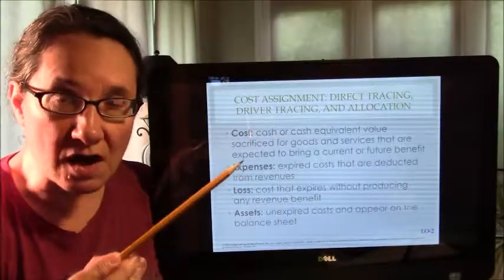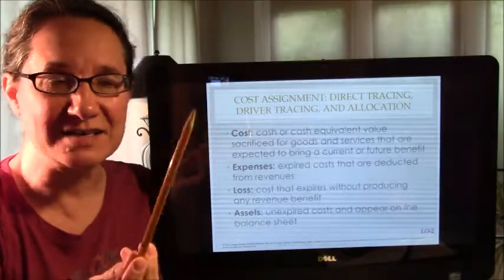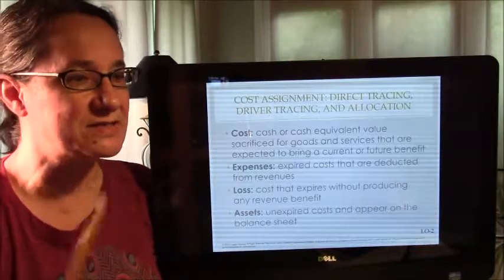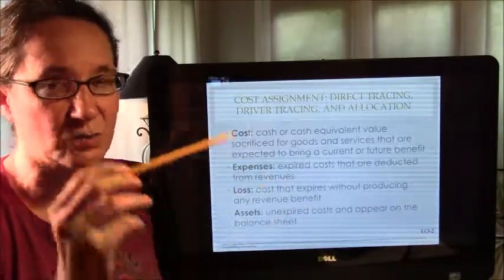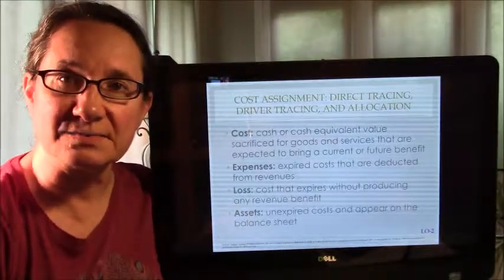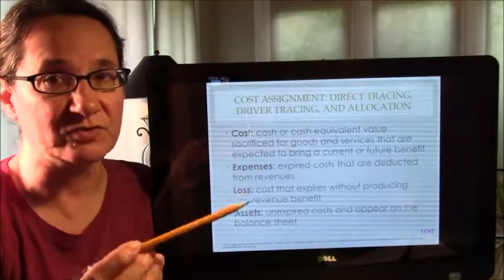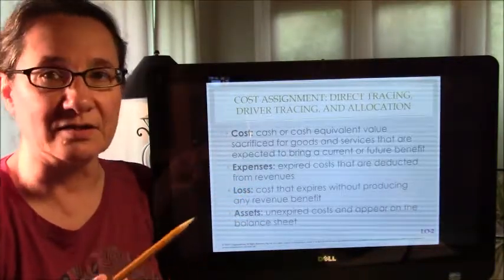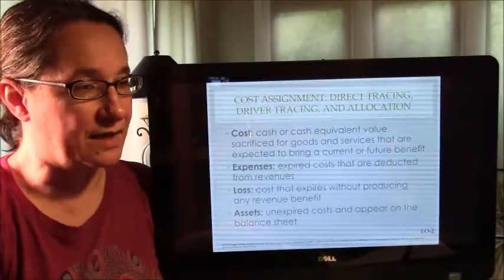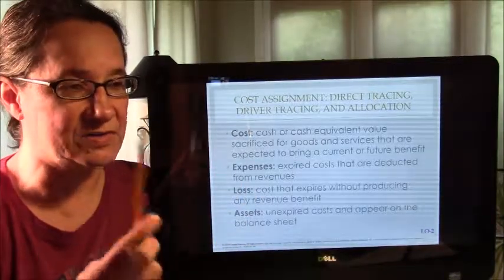But these costs then become this asset, a pencil. It goes in our inventory. So while it's in our inventory, it's an asset. These costs are not expenses. Expenses are expired costs. So once we sell this pencil, now we have cost of goods sold, which is an expense. So that's the difference between a cost and an expense. Cost is going to have some sort of future value for us, probably in the form of an asset. Expenses are expired costs. A loss is a cost that expires without producing revenue.